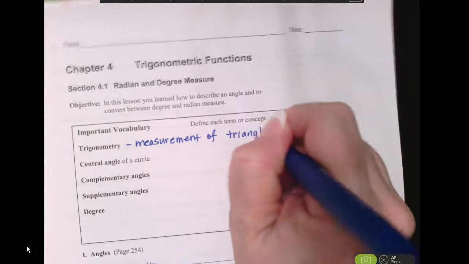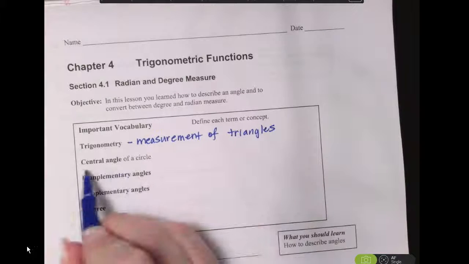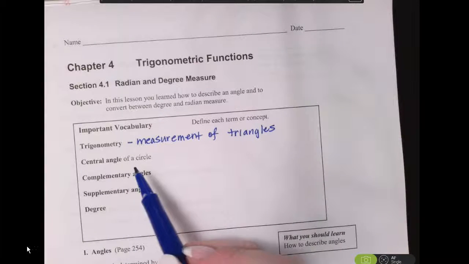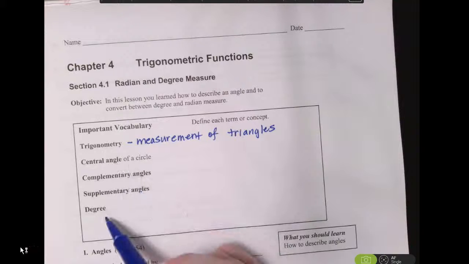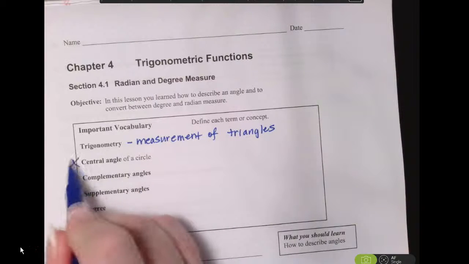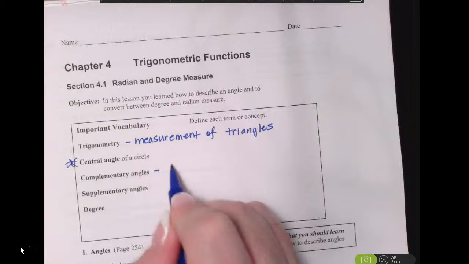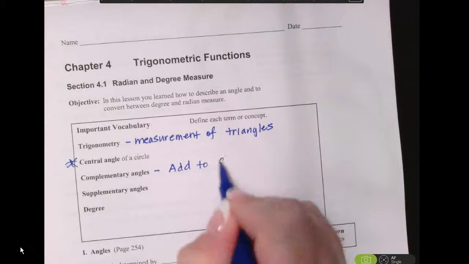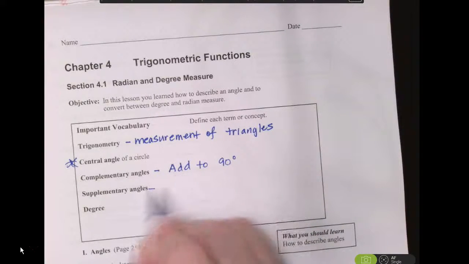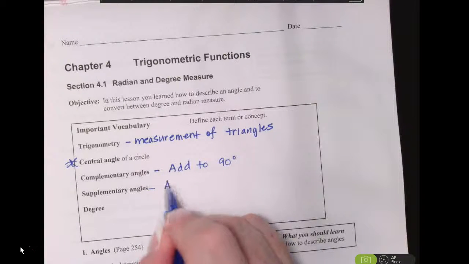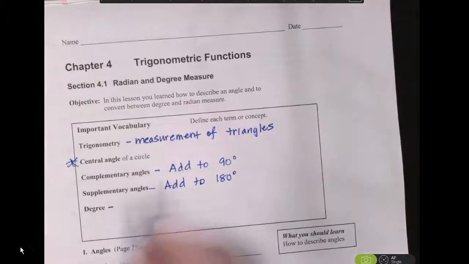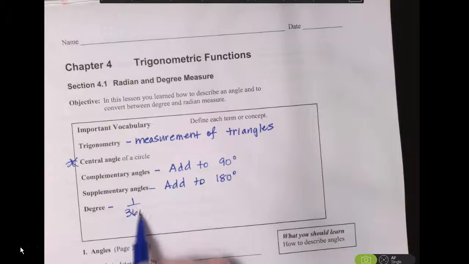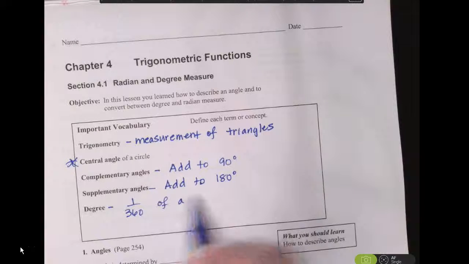Even though trigonometry means the measure of triangles, we start right off talking about the central angle of a circle, and we're going to wait and define some of these terms. I'm going to wait on that one, but complementary angles add to 90 degrees. Supplementary angles, a little review from geometry, add to 180 degrees. A degree is 1/360th of a circle.